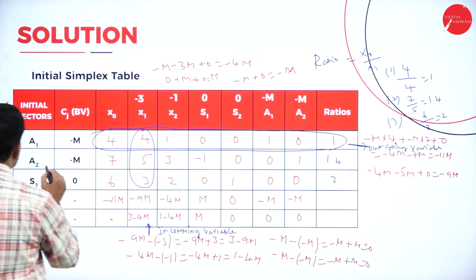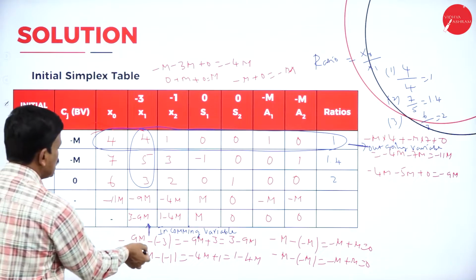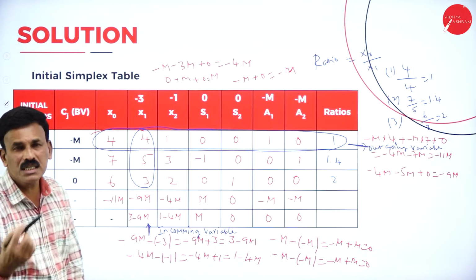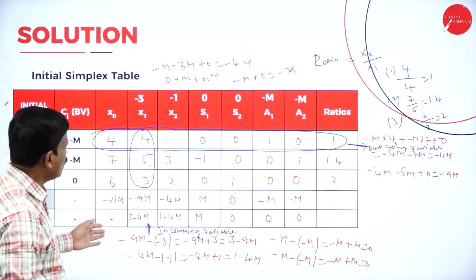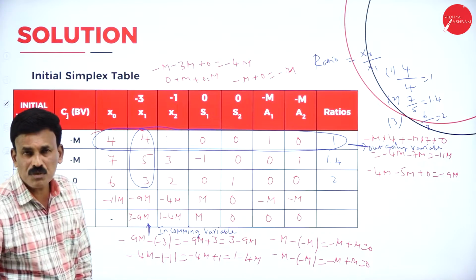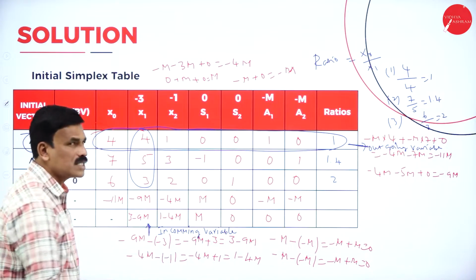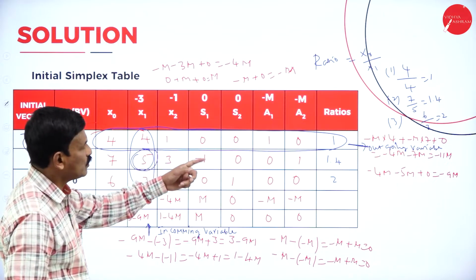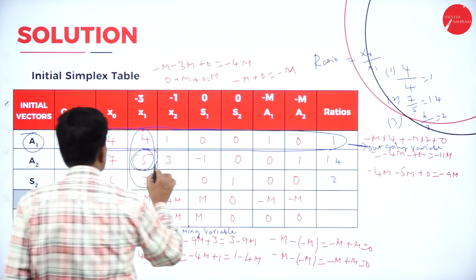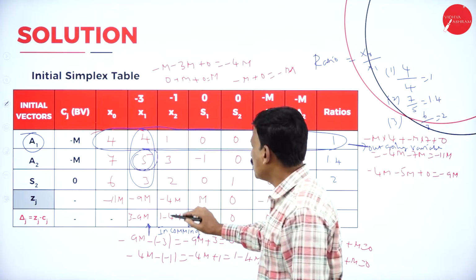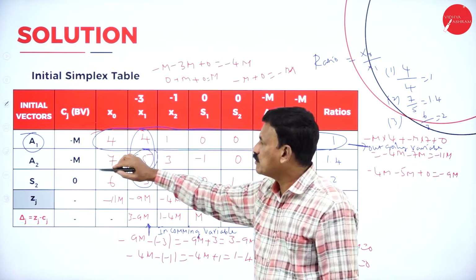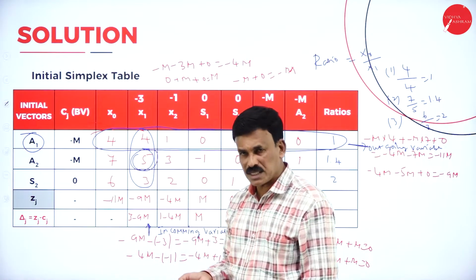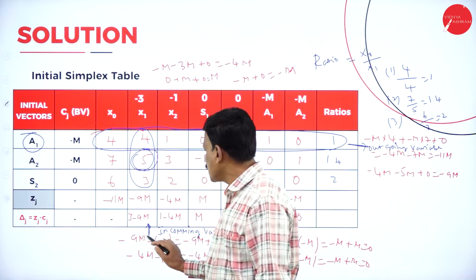So that means a1 is outgoing, whereas incoming is nothing but x1. So a1 is replaced by x1 in the next column. If all the values are positive, then we can say optimality is reached, but here optimality is not reached. We will go for the first iteration. So this is the incoming variable and outgoing variable. That means the incoming variable is x1 and the outgoing variable is a1. So in the next simplex table, this a1 is replaced by x1.